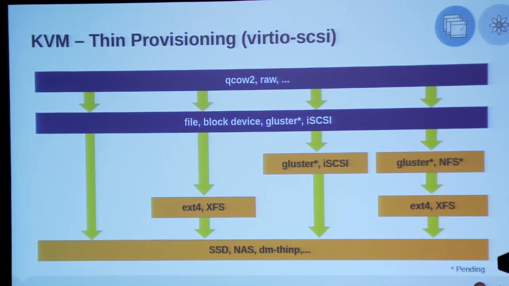So there at the top, there's the format layer, QCOW2 and RAW both support it. The transport layer is files, block devices, Gluster, and iSCSI. Gluster support is new in RHEL 6 and RHEL 7, and iSCSI is new for RHEL 7. The next layer down is the network, and this is the layer that supports the non-local storage. Then we have file systems, ext4 and XFS, that support thin provisioning. And at the storage layer, the one I wanted to point out is DM thin provisioning for Logical Volume Manager.